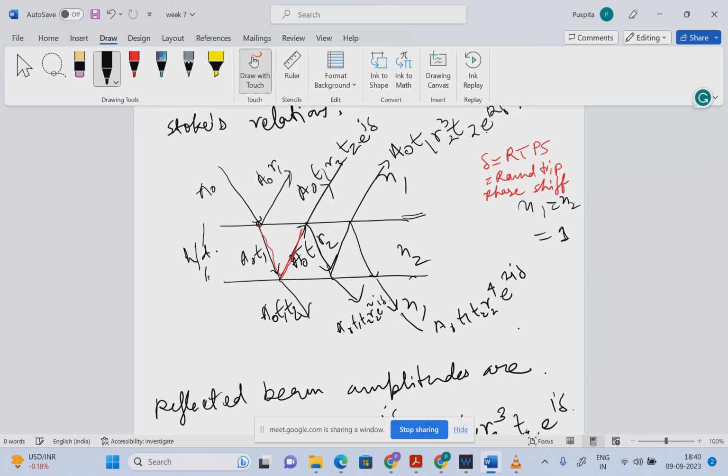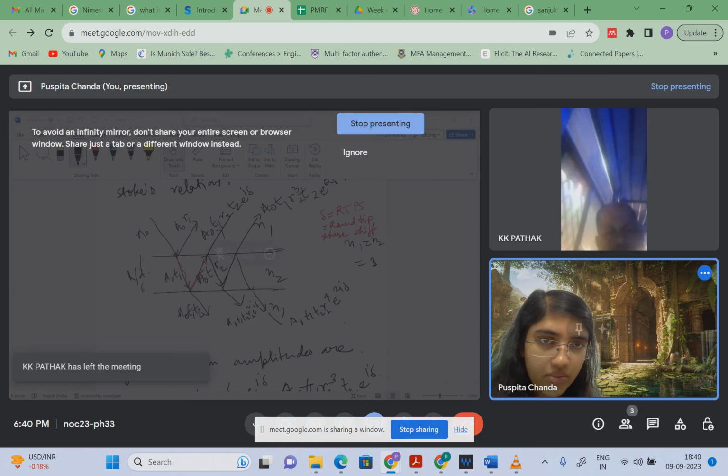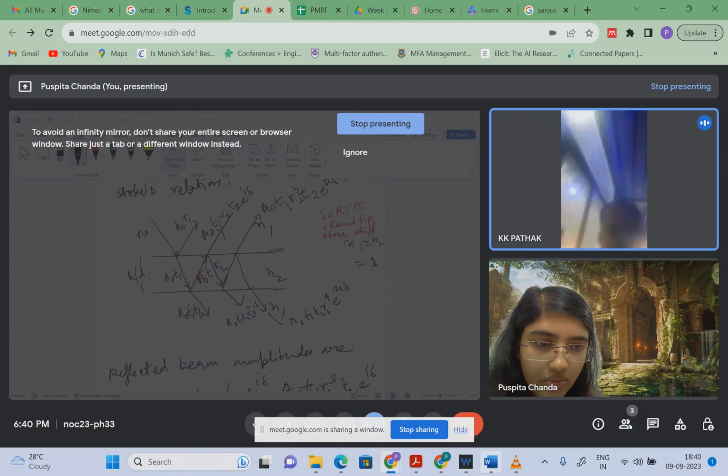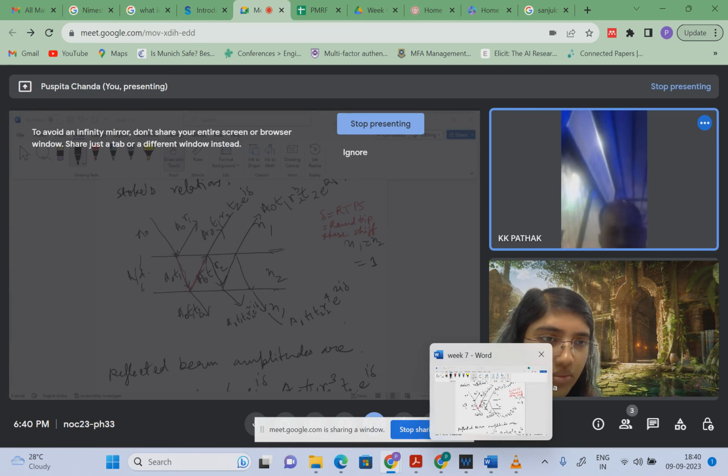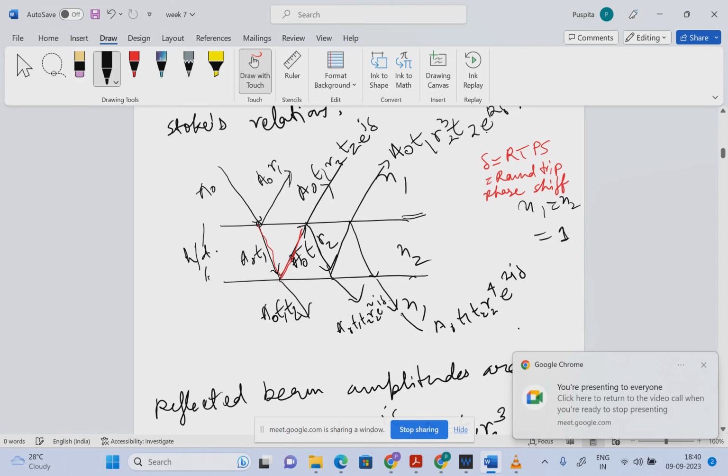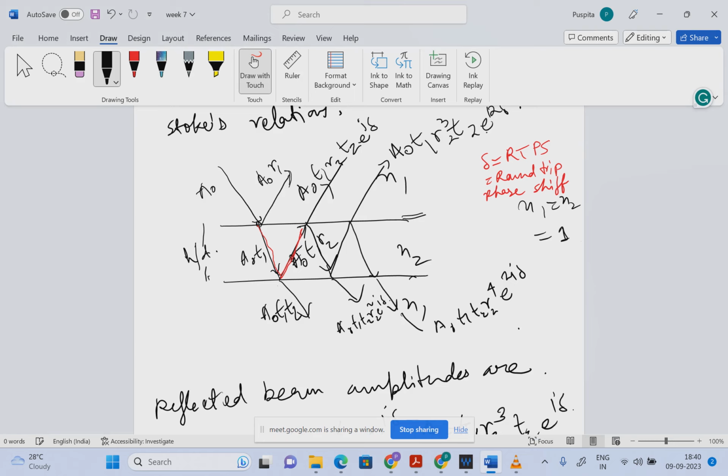We know the extra path: this is theta r, and this is d, so this path will be d cos theta r, and double, so 2d cos theta r. So delta will be k into 2d cos theta r.